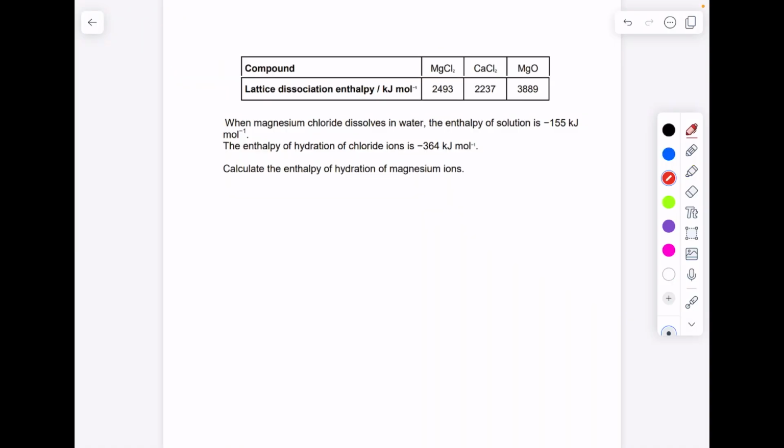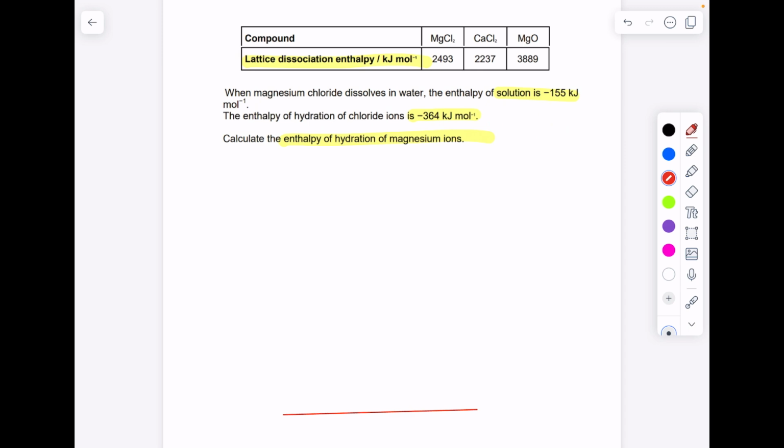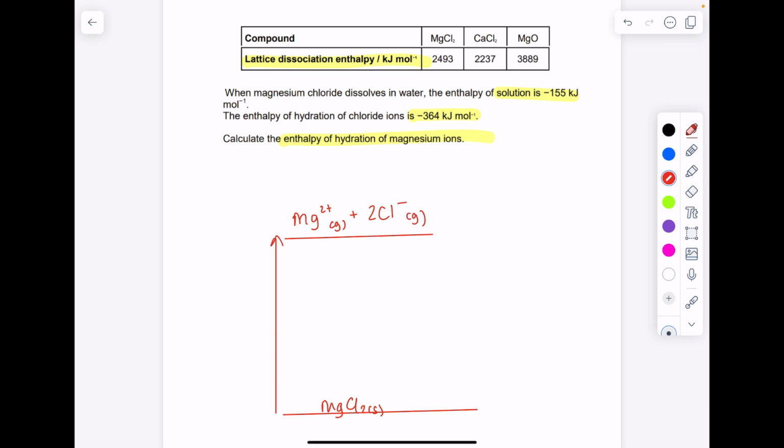So let's look at a past paper question. When magnesium chloride dissolves in water, the enthalpy of solution is minus 155. The enthalpy of hydration is minus 364. Calculate the enthalpy of hydration of magnesium ions. We've been given lattice dissociation enthalpies for these substances. So we'll start with our solid magnesium chloride at the bottom. Now we'll do a lattice dissociation enthalpy for that magnesium chloride. So we know we're going to form magnesium ions and chloride ions. Add my arrow, get it labelled.